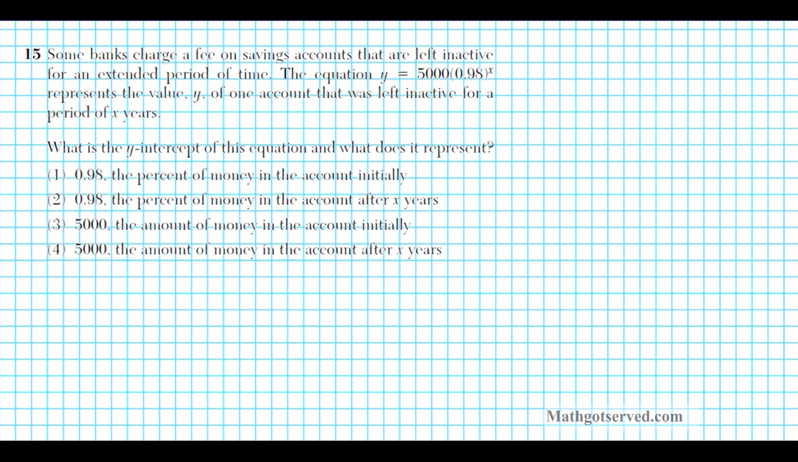All right, let's take a look at problem number 15. It says some banks charge a fee on savings accounts that are left inactive for an extended period of time. The equation y equals 5,000 times 0.98 to the x represents the value y of one account that was left inactive for a period of x years. What is the y-intercept of this equation and what does it represent? So we are finding a result and we're also describing what it means in the context of this problem.